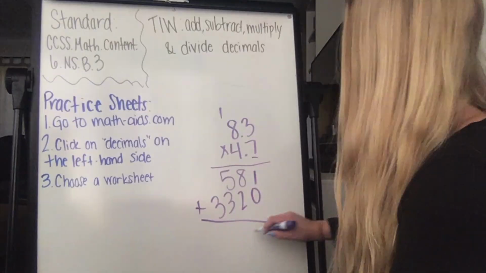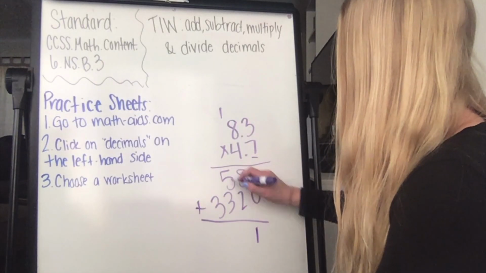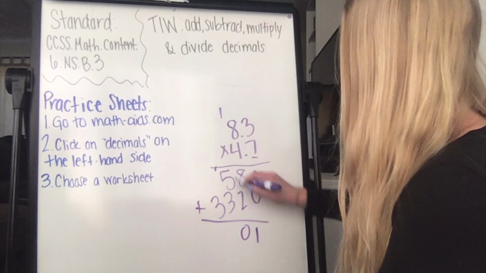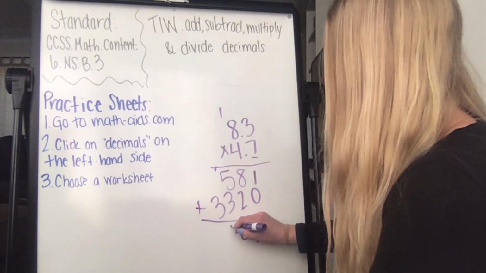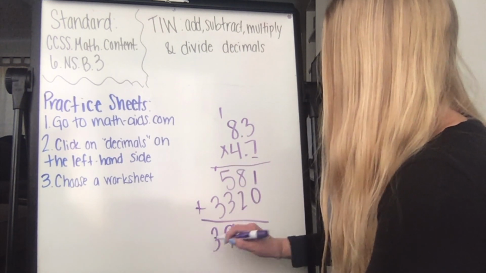And now I'm going to add them up. So 1 plus 0 is 1. 8 plus 2 is 10. 5 plus 3 is 8, plus 1 is 9. And 3 plus nothing is 3.